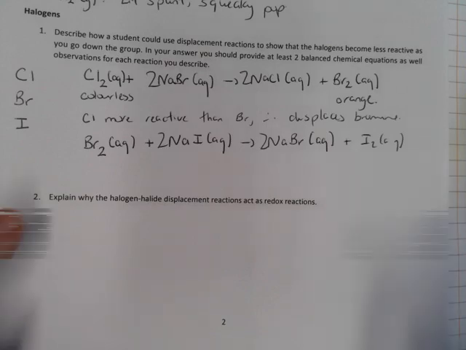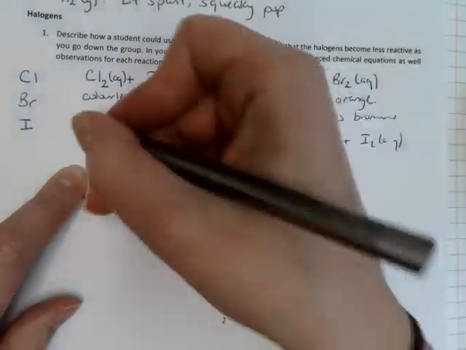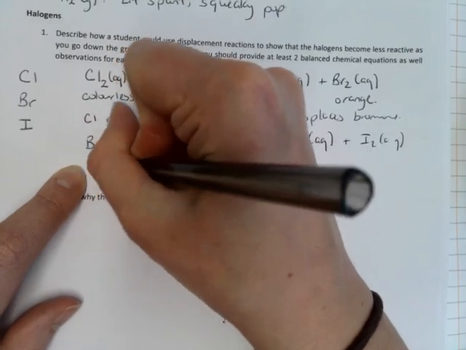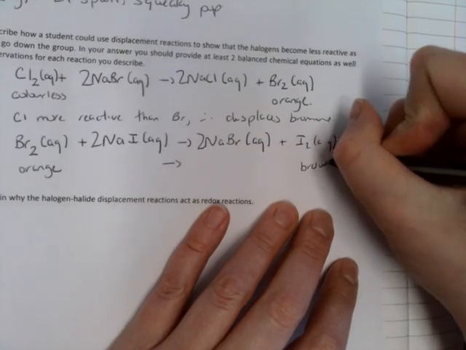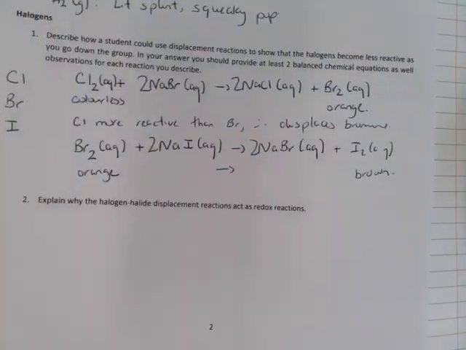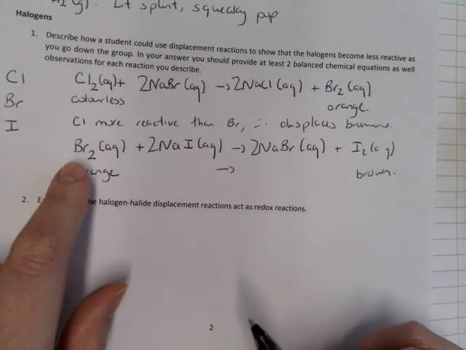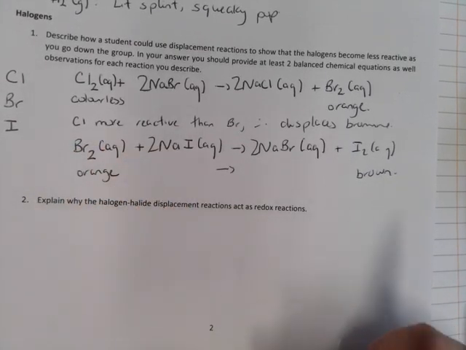And again, I need to say what I'll see. So bromine, just as I had over here, when it's by itself is orange, and iodine by itself is brown. So I'm going to see a colour change from orange to brown, and the reason I see this is because bromine's more reactive than iodine, so can displace it.